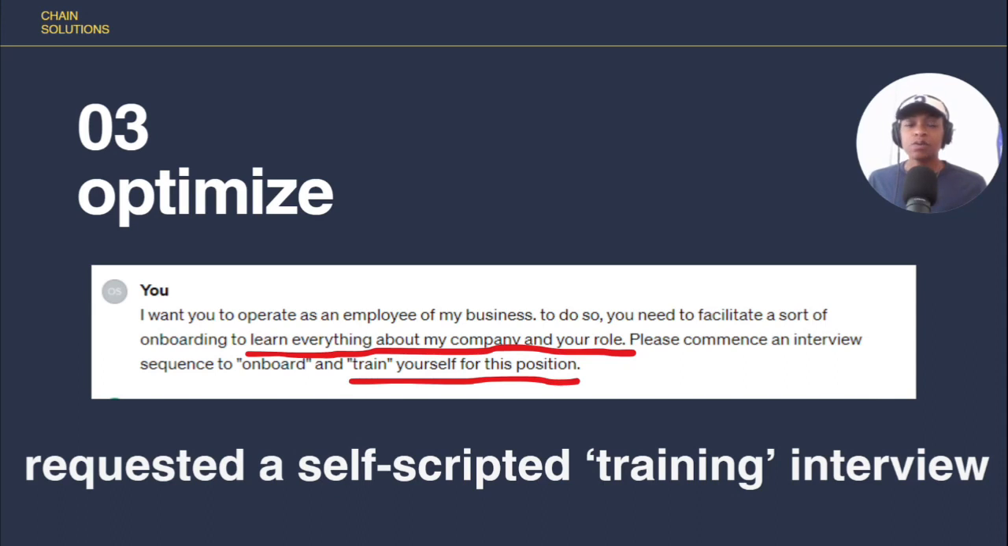And I didn't want to put myself through the hassle of trying to figure out what I needed to provide and what information was irrelevant. So I asked the GPT to tell me essentially what information it needed. So I prompted, I want you to operate as an employee of my business. To do so, you need to facilitate a sort of onboarding to learn everything about my company and your role. Please commence an interview sequence to onboard and train yourself for this position. I requested a self scripted training interview.